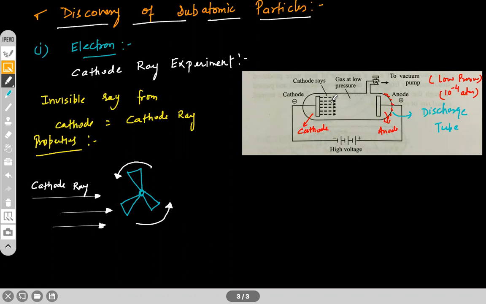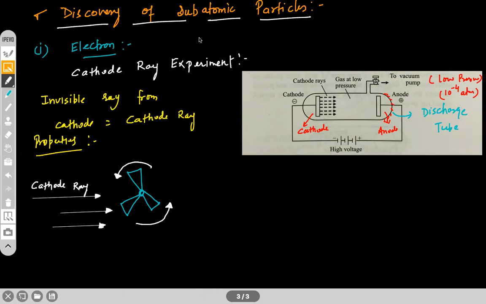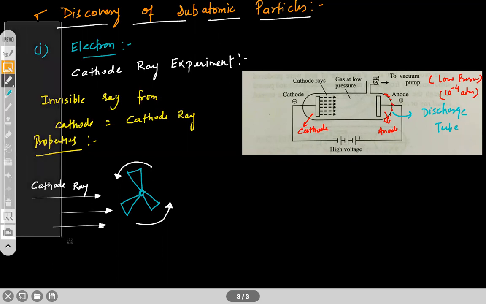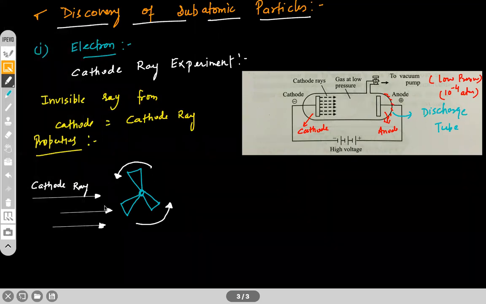Okay, after this experiment, we came to the conclusion that within an atom, there is a negative charged particle present. Since we know that the atom is electrically neutral, if there is any negative charged particle, it means there must be some positive charged particle which neutralizes the negative charged particle and makes the atom overall what? Neutral. Because we know the atom is overall neutral.